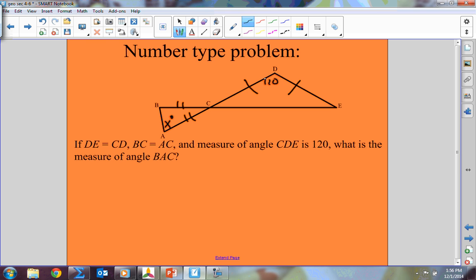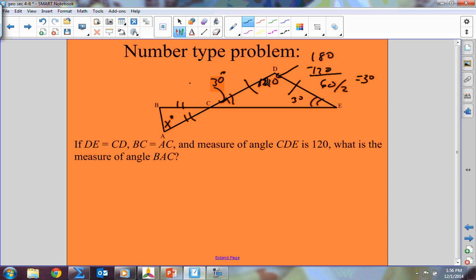Alright, so we know that triangles always add up to 180. So if this guy is taking up 120, that means that the other two angles get 60 to share. But because it's isosceles, that means that these two angles are congruent. And so they get to share that evenly, so each of these are 30.